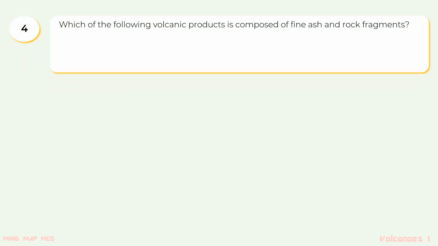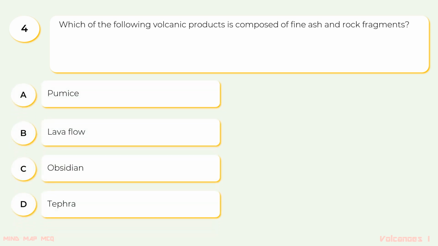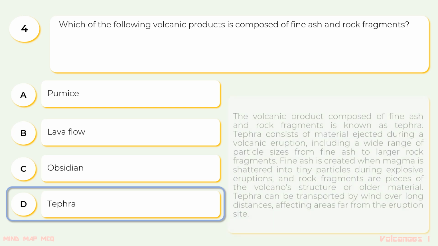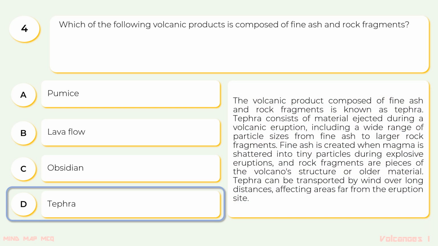4. Which of the following volcanic products is composed of fine ash and rock fragments? The options are A. Pumice, B. Lava flow, C. Obsidian, or D. Tephra. The correct option is D. Tephra. The volcanic product composed of fine ash and rock fragments is known as tephra.